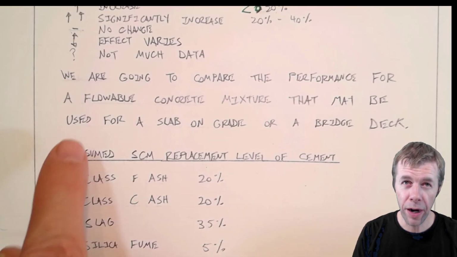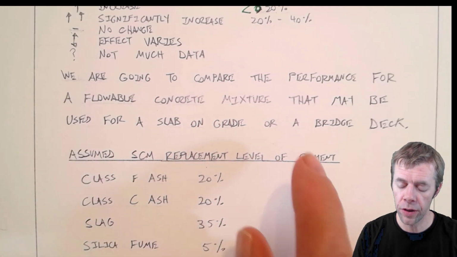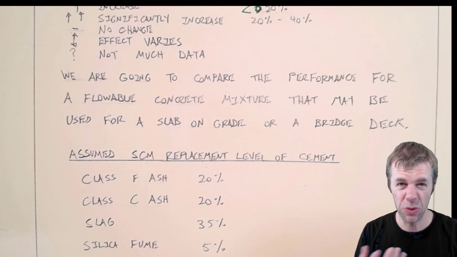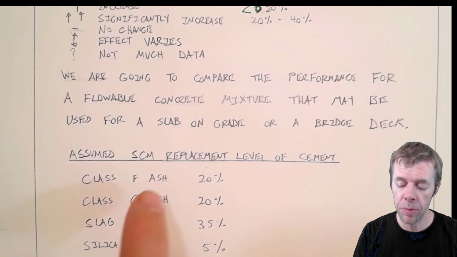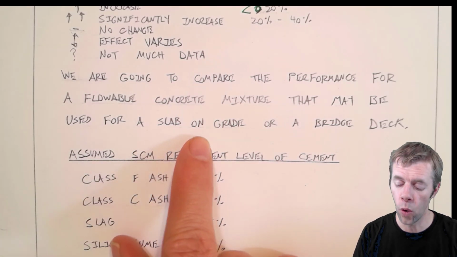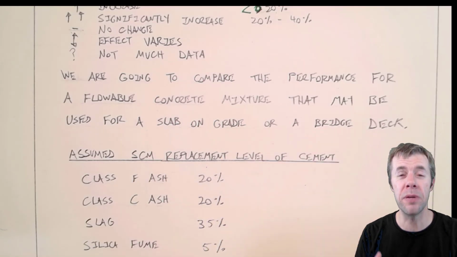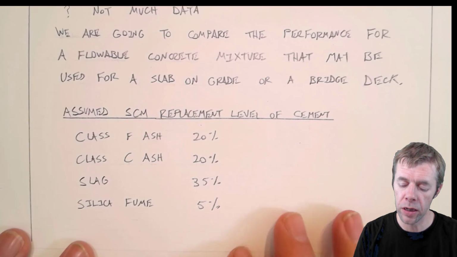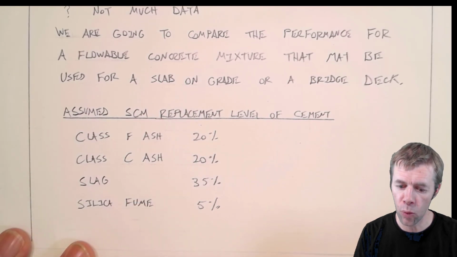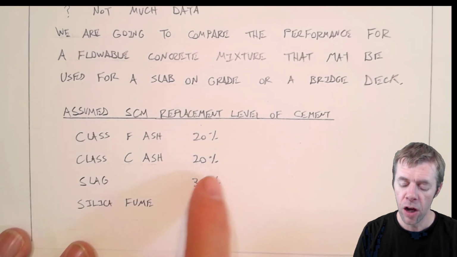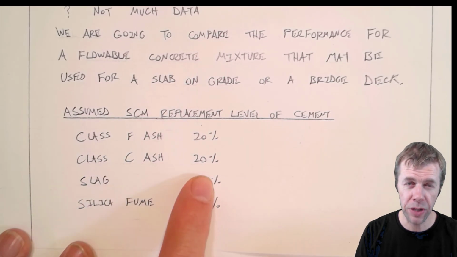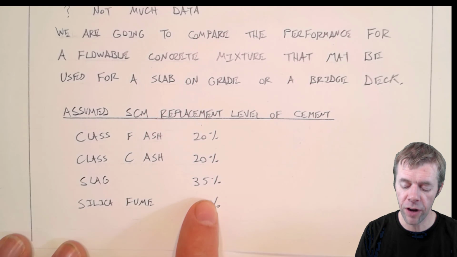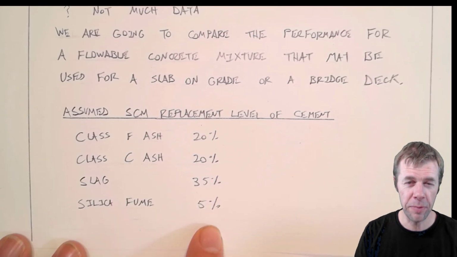So we're going to compare all these mixtures on a flowable concrete. One that maybe has like a 6-inch to 7-inch slump. Something that would be used for a slab on grade or for a bridge deck. Something that might be pumped. And we're going to assume that our SCM is being replaced at this level. Class F and Class C, 20% replacement of Portland cement. Slag's going to be replaced at 35%, and silica fume is going to be at 5%.